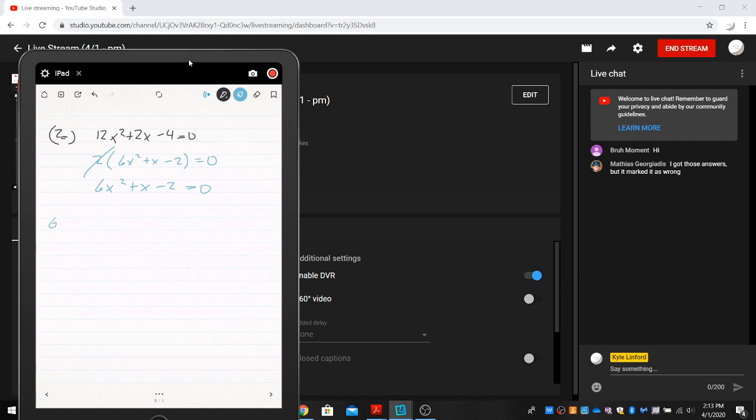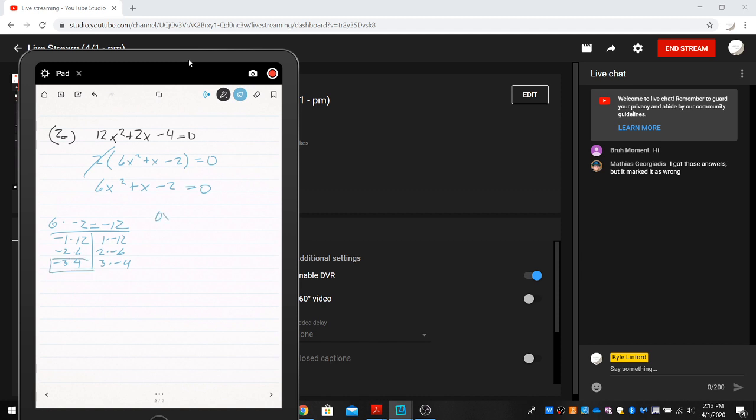That's okay. 6 times negative 2 is negative 12. The factors are negative 1 and 12, negative 2 and 6, negative 3 and 4. Then we also have 1 and negative 12, 2 and negative 6, 3 and negative 4. Which of these adds up to give us a 1 or a 1x? That is going to be negative 3 and positive 4.